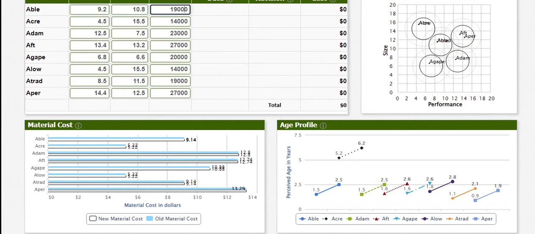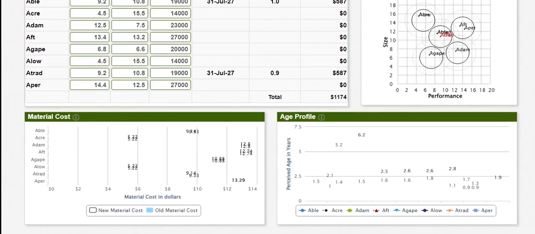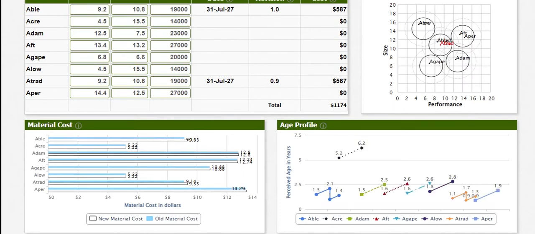Let's go to, we can see also Altrad is similar to Able, both sell in the traditional market segment. We can try to improve, so we'll do a similar thing as we have done for Able, and if we recalculate we can see what happens. Okay, this will come out in July of this year, 2027.